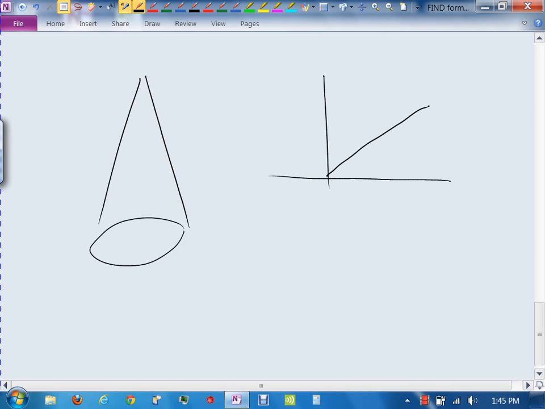Take a line segment, like this, and wrap it around the x-axis. And that's a cone. And you can come up with formulas for the volume and for the surface area. Make sense? Yeah. So those are some things you could do with those.